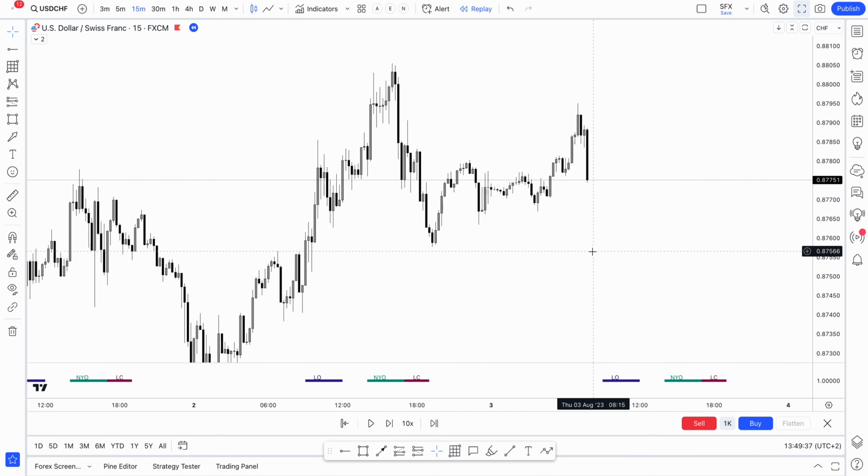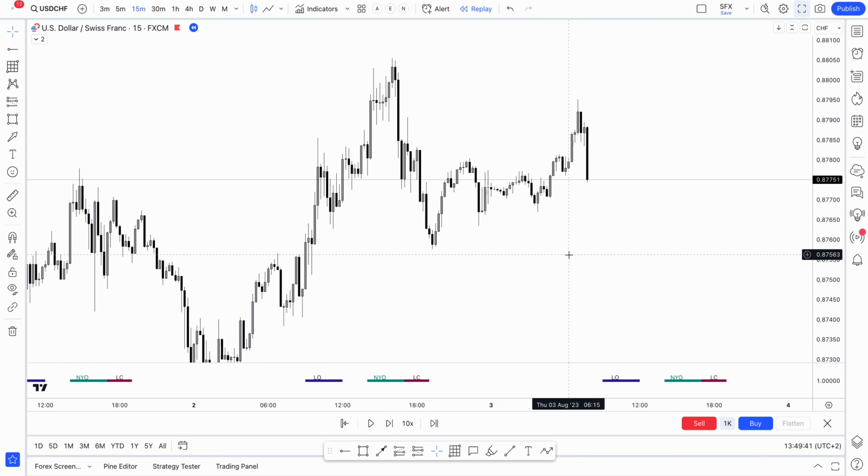Now what we have here. So always you want to focus on the current situation in front of you so that you know in which state of the market you are, where is the price and what the price is doing.